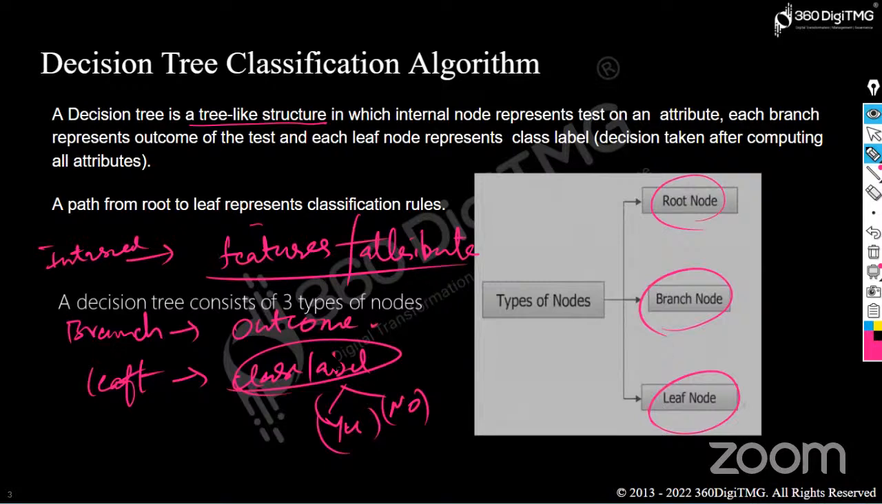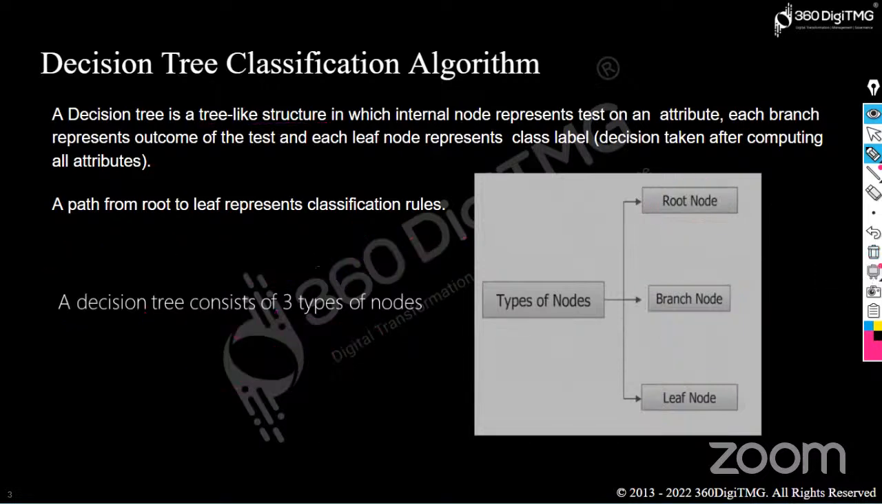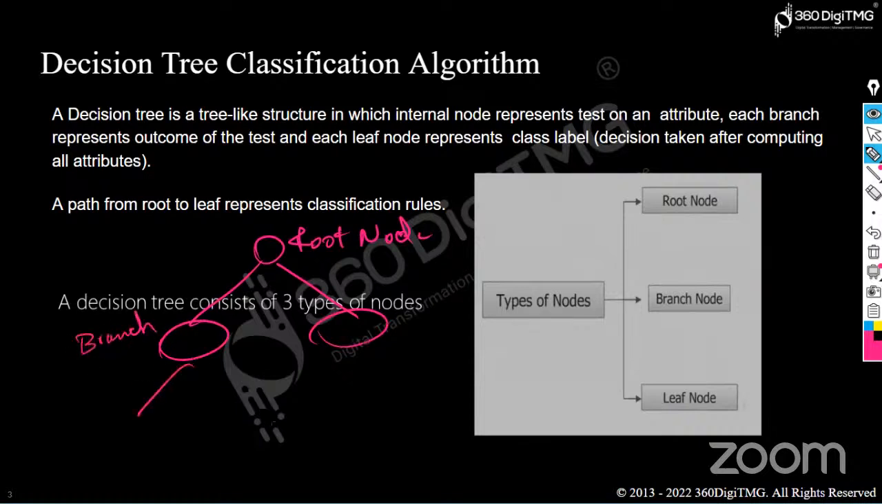So we have three kinds of nodes, which is root node, branch node, and leaf node. So when I write a particular tree, this will be your root node, and this will be your branch node, and this will be your leaf node. So leaf node always will be at the end portion. So once you reach the leaf node, that is the end of the decision tree. That will be your end.